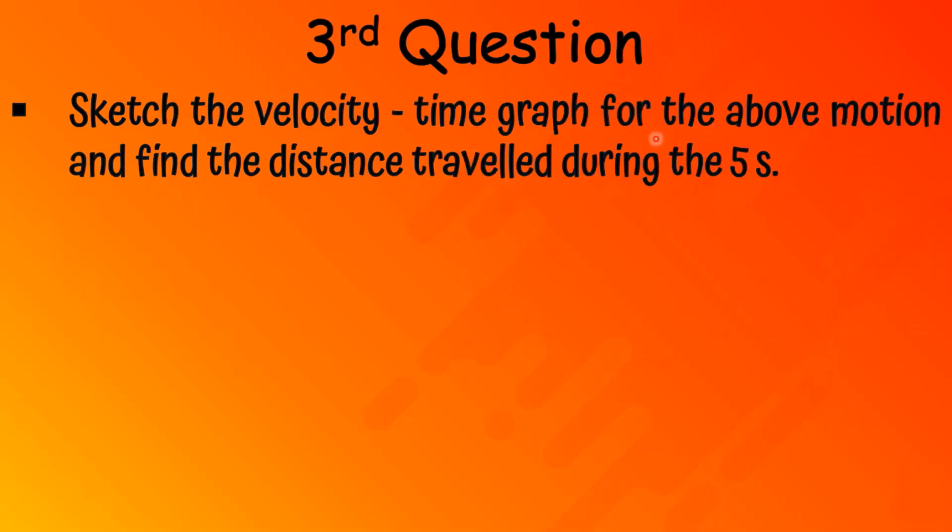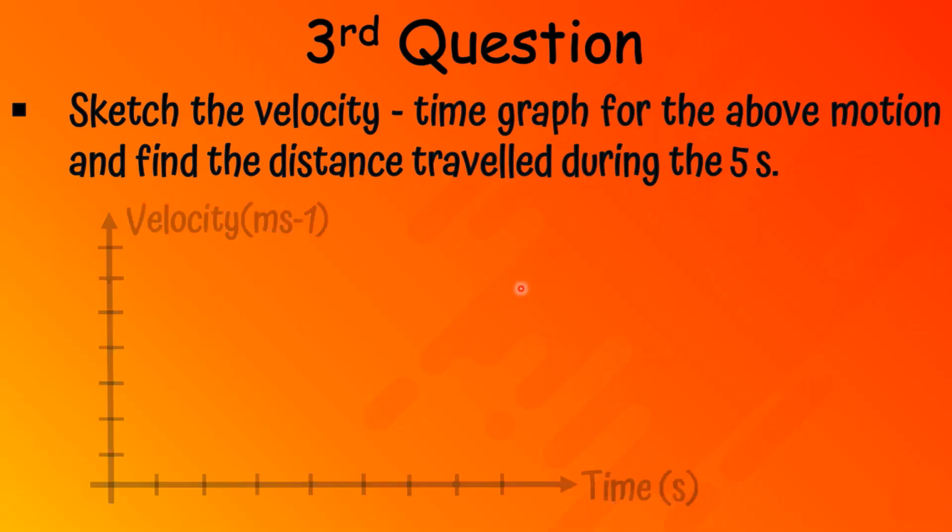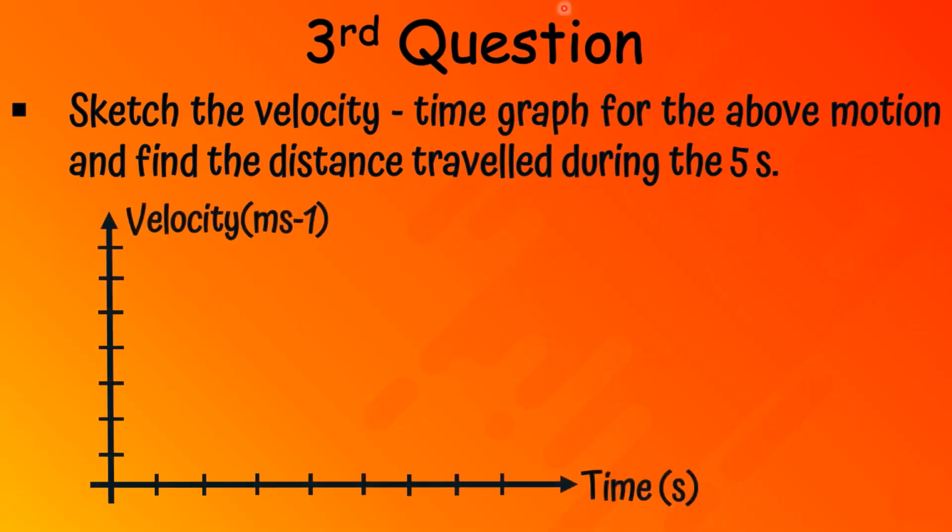Sketch the velocity time graph for the above motion and find the distance traveled during the 5 seconds. So this is the velocity time graph and in 5 seconds. So here 25 is the final velocity and here the initial velocity and here 5 seconds. The graph is like this, from 10 meters per second to 25 meters per second in 5 seconds. So this is the graph.